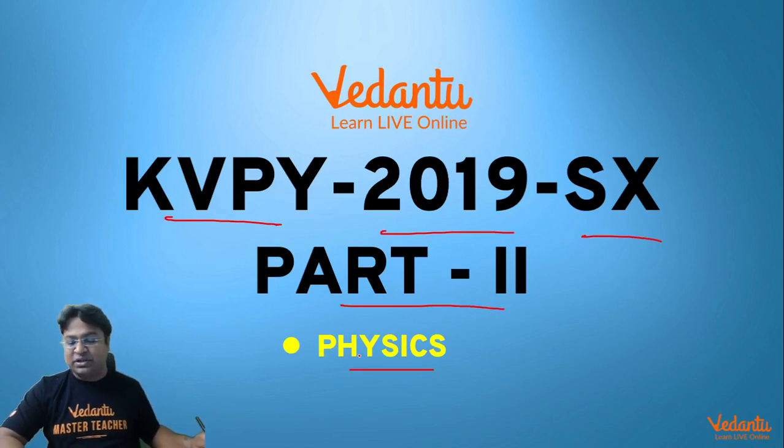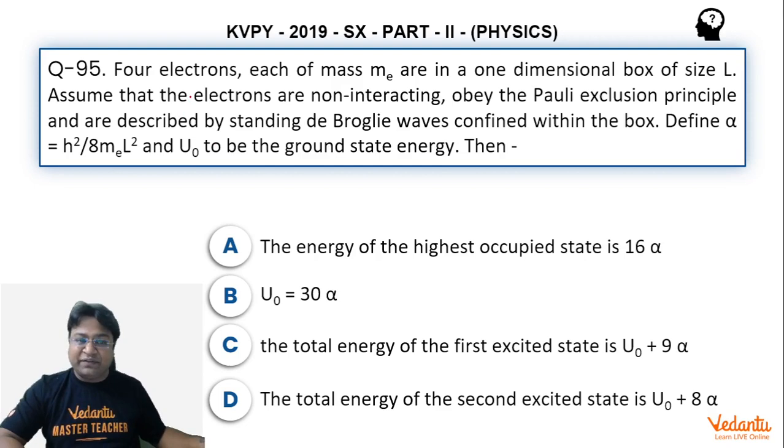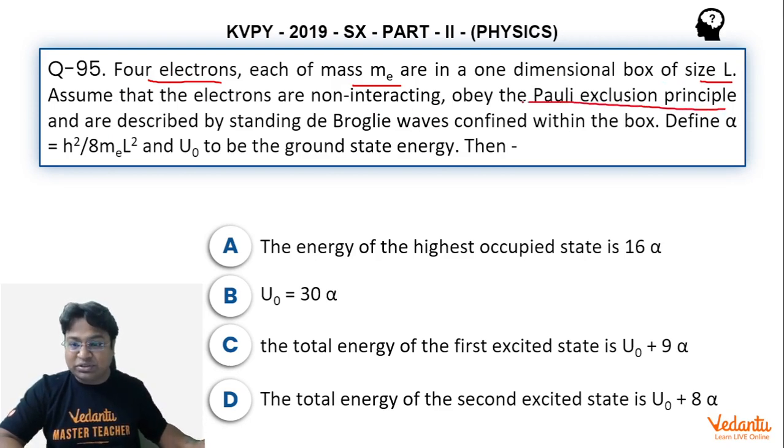2 of Physics. We are currently discussing question number 95. Let's see what the question says. There are 4 electrons, each of mass me, and they are confined to move in a one-dimensional box of size L. Assume that the electrons are non-interacting, they obey Pauli's exclusion principle, and they're described by standing de Broglie waves confined within the box. We've been given that alpha is equal to h square by 8m L square, and u naught is the ground state energy. So let's understand what we have to do in this question.